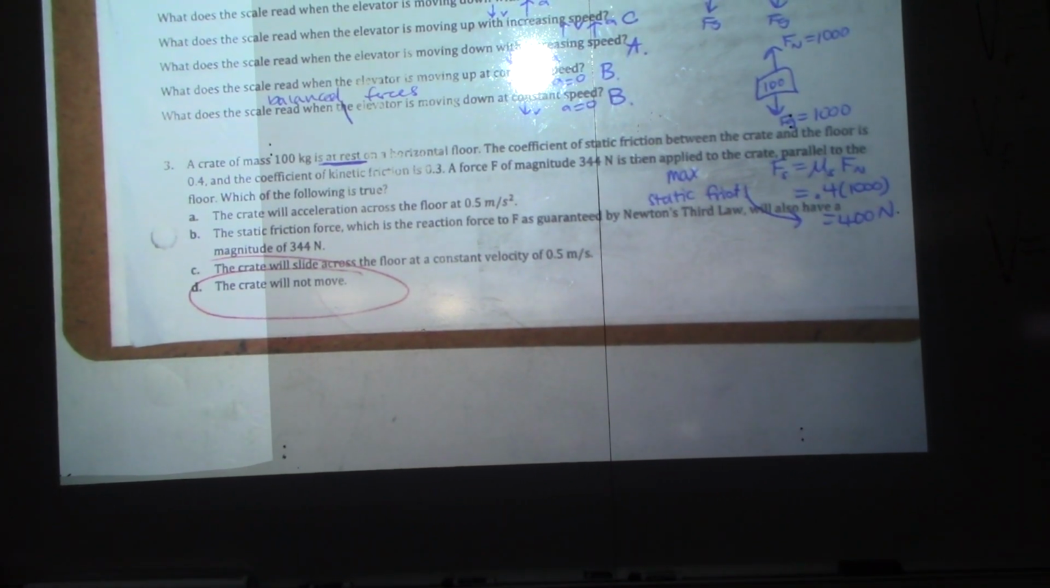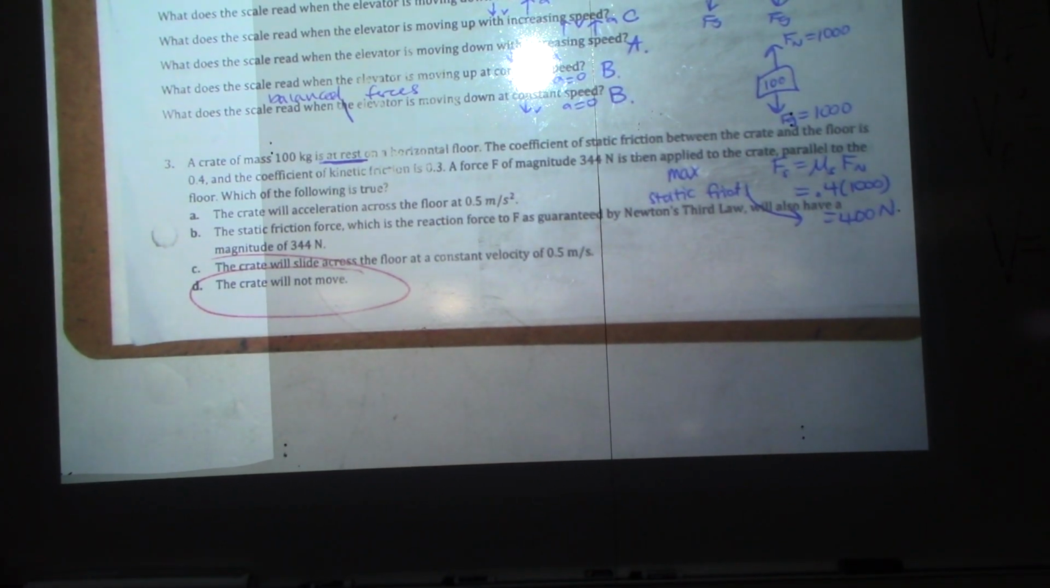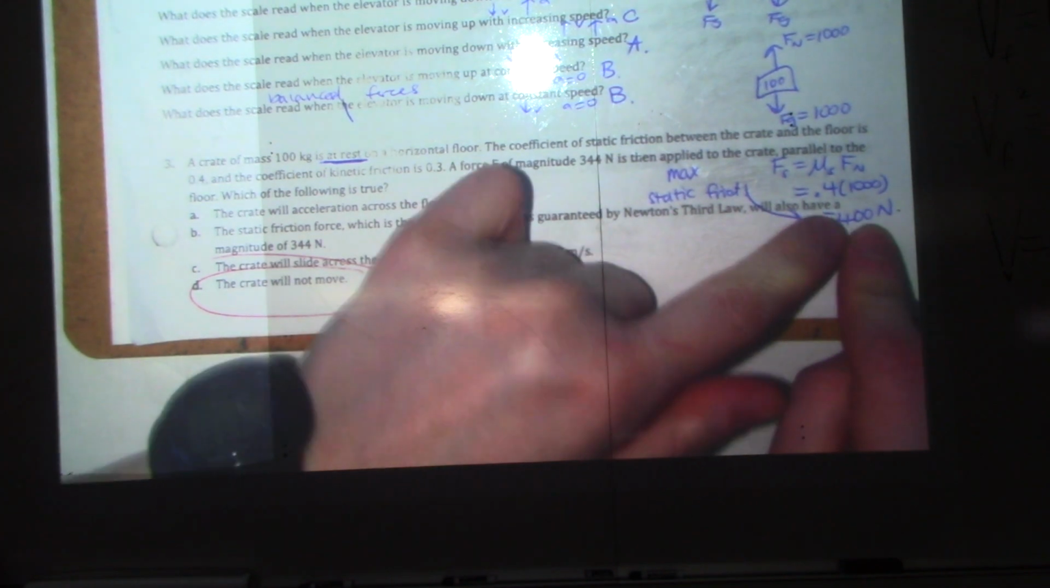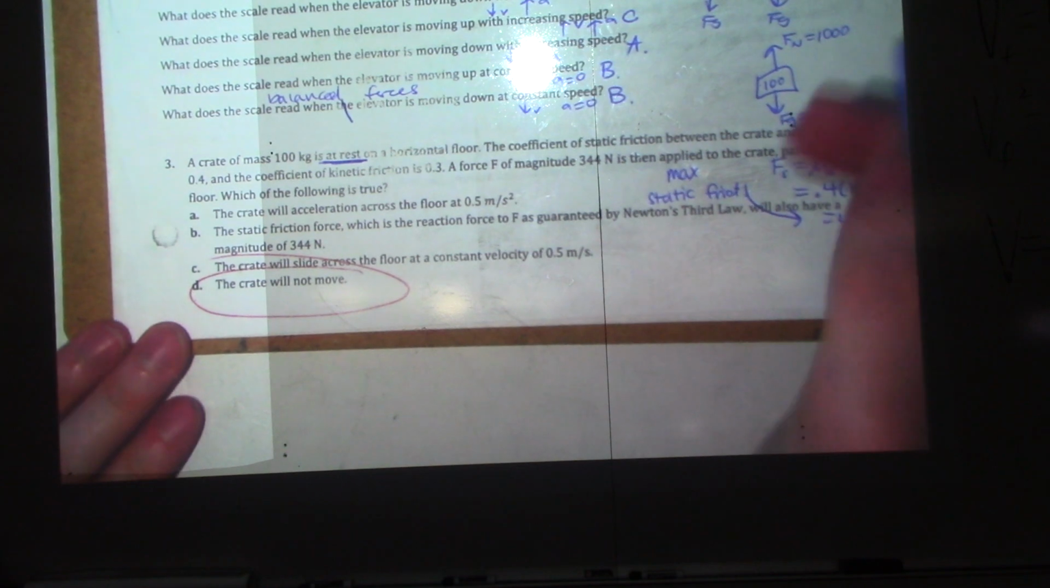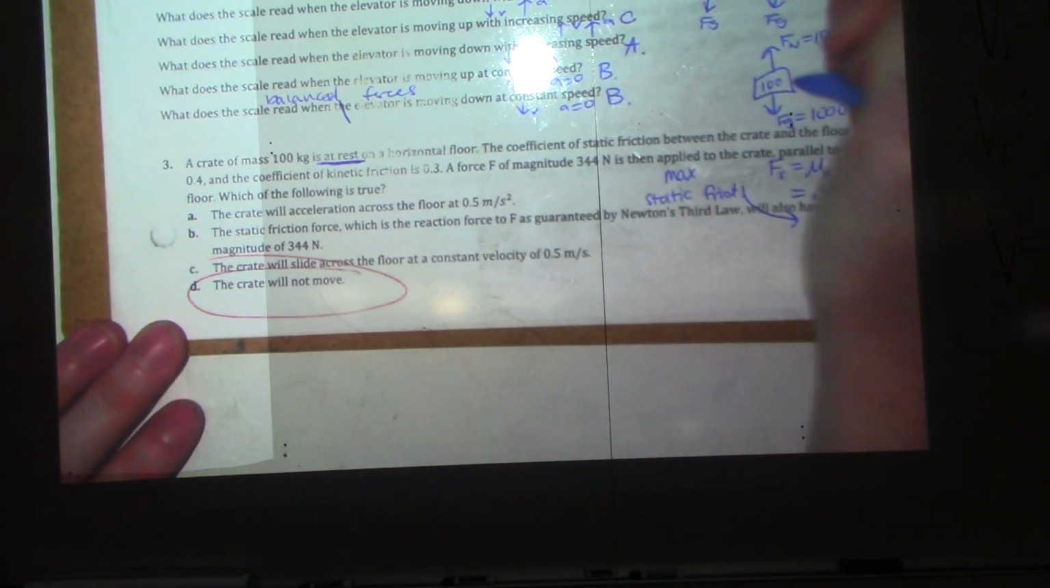The camera died. So what I was saying is we have this maximum static friction of 400 newtons. So if I only push it at 344, that is not enough to overcome this force. So it's not going to move. So D.